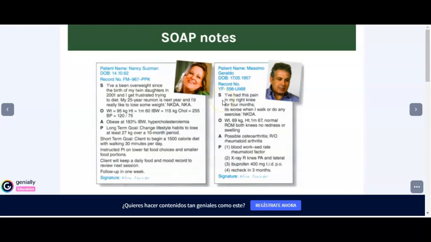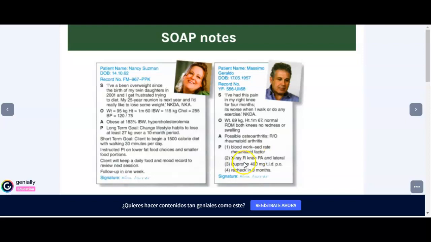In the subjective part, we have this patient that is saying that he's having pain in his right knee for 4 months. The objective, here we have again the weight, the height. We have the range of motion, because we're talking about a pain in the knee. Then we have the assessment, that is possible osteoarthritis with rule out rheumatoid arthritis, okay? And now what is the plan? Here we have a different schema from this one. We have blood work, sed rate, rheumatoid factor. This is a blood test that can show inflammatory activity in the body.